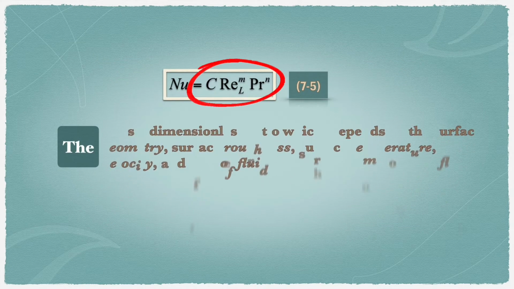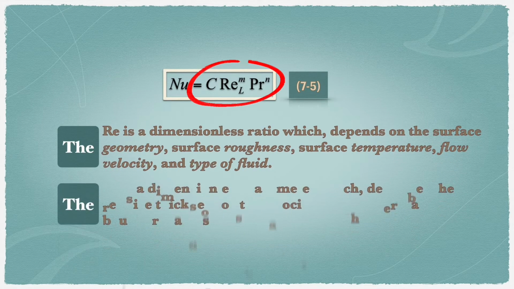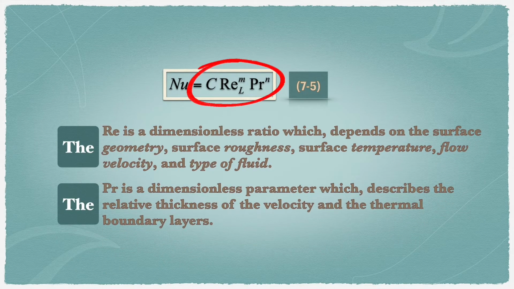Re is the Reynolds number. It is a dimensionless ratio that depends on the surface geometry, surface roughness, temperature, flow velocity, and fluid type. Pr is the Prandtl number. It is a dimensionless parameter that describes the relative thickness of the velocity and the thermal boundary layers.